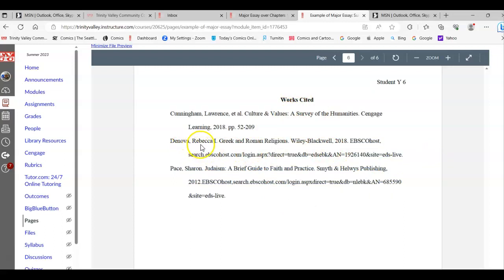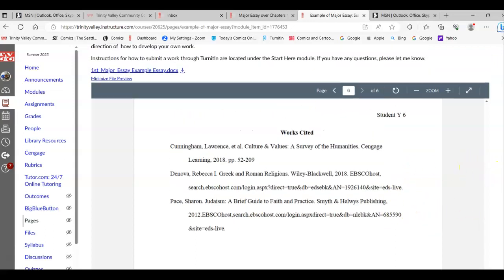De novo is here. You'll see how that's used, and then Pace. The entries are alphabetized appropriately. And again, you'll see that the website comes from our EBSCO host. This is part of the library resources that we'll be talking about here in a moment. So this is how your essay should look when you get ready to submit it.